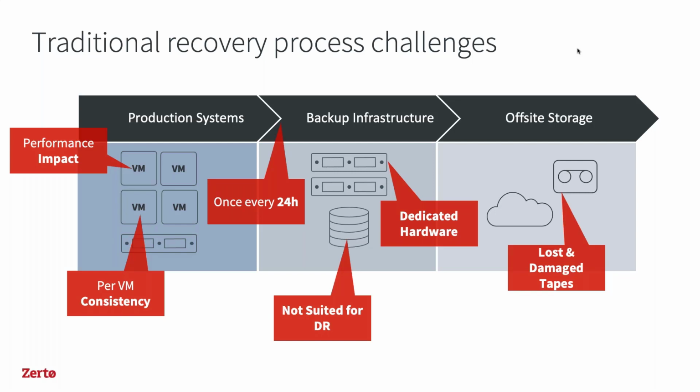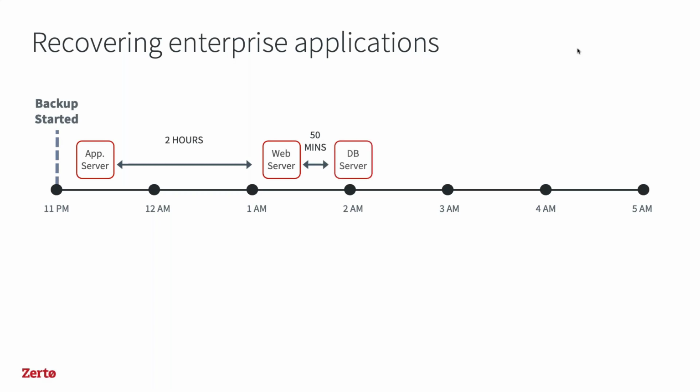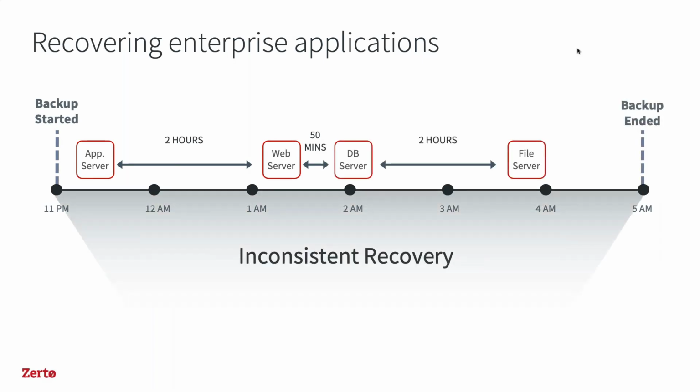But when we talk about per-VM consistency, this is a really important issue. If you think about the nature of your enterprise applications, they all have multiple VMs, right? Think of web servers, load balancers, all these servers that make up the actual application. Now, if you are using backup, you're using snapshots, and you are having to perform incremental snapshots. What I mean by that is that all of the VMs that belong to an application are being snapshotted or copied at different points in time throughout the night.